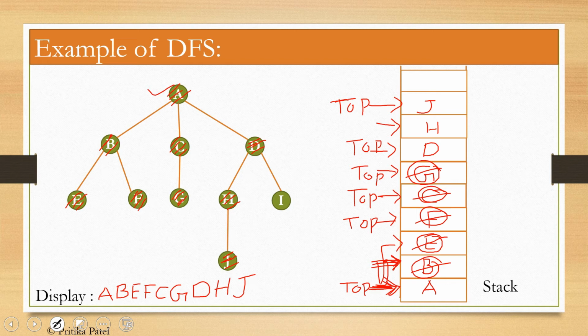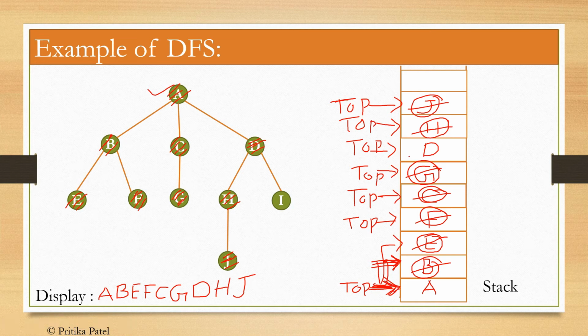Now again check whether the top, that is J, has any adjacent unvisited vertex. No, there is no adjacent unvisited vertex. So the else part of rule number 2 is executed, right? So pop the topmost element of the stack. So J is popped from here. So now H becomes the top of the stack. Now check whether H has any adjacent unvisited vertex. No, H has no adjacent unvisited vertex. So again the else part is executed, and the topmost element of the stack, that is H, is popped from here, right?